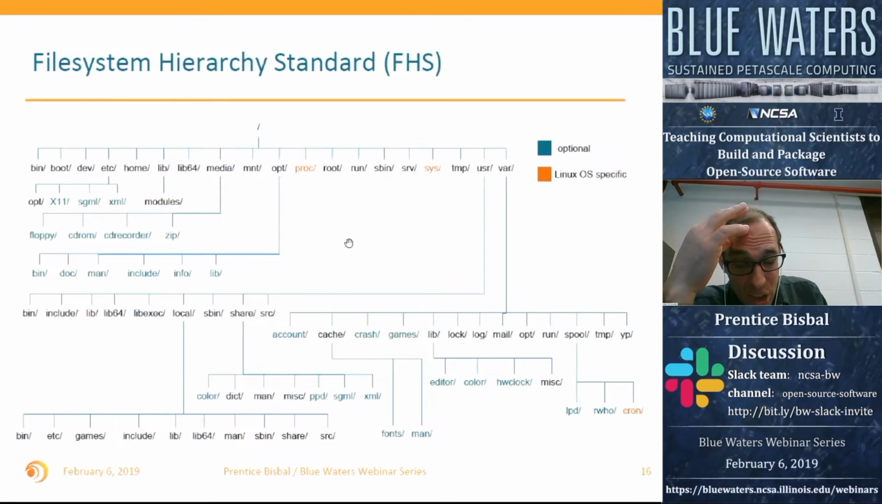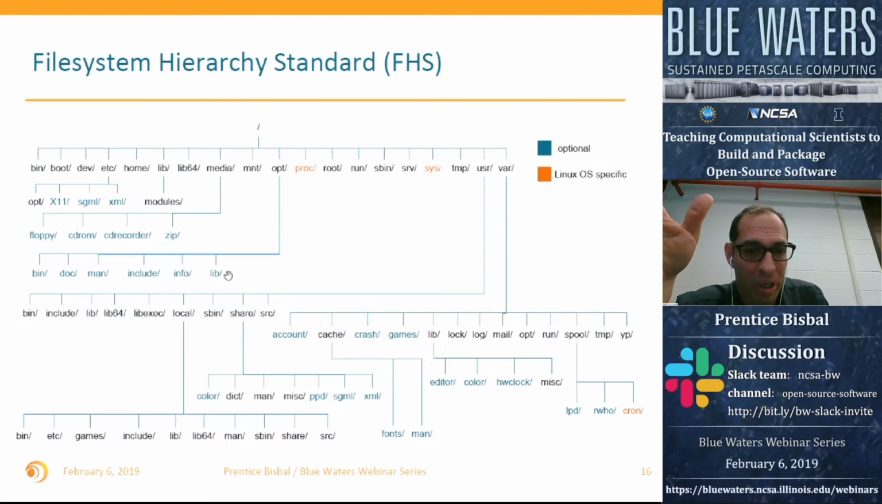So this is a diagram I created of the file system hierarchy standard. I don't recommend you try to do this yourself because it was quite tedious trying to draw all this, and I'm sure there are some things I left out. The directory names that you see in this greenish blue color are optional. The ones that are in orange are things that are unique to the Linux operating system.